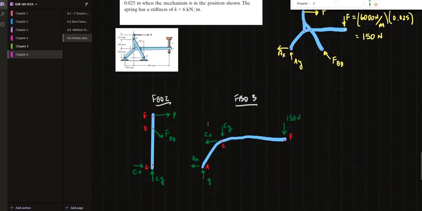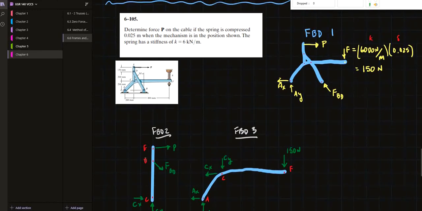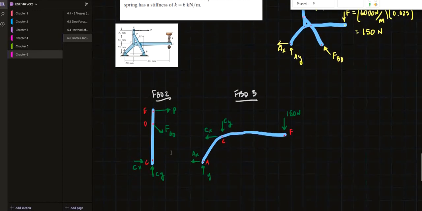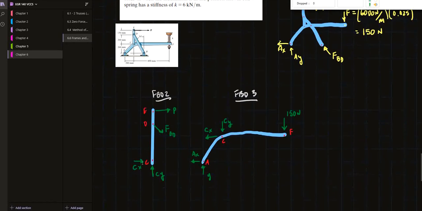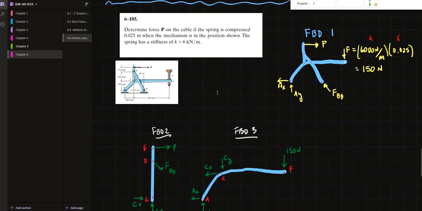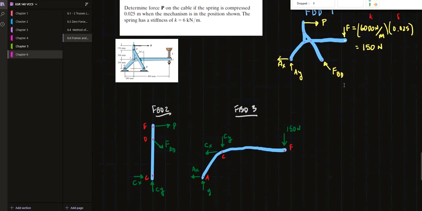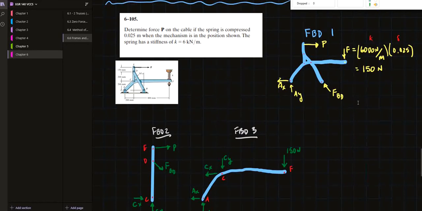Okay, I'm looking at this picture, and I see that I need to find what P is. So if I can do something with FBD here and P, I could sum moments about C and get a relationship here. It doesn't look like any one of these free body diagrams is going to spill out an exact answer for me. So I'm going to have to probably do a system of equations. So, okay, let's do this.